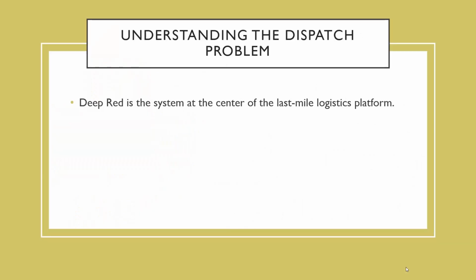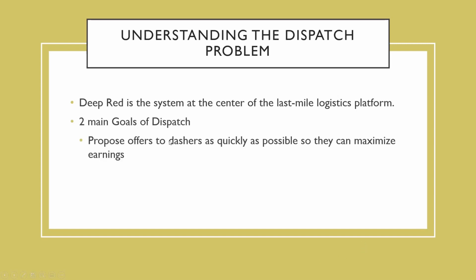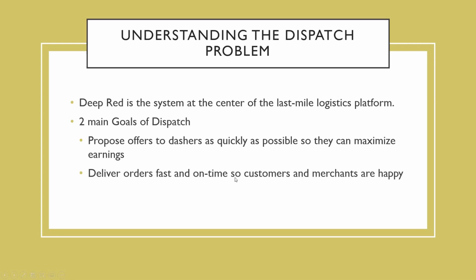So, understanding the dispatch problem. Deep Red is the system they created that's at the center of the last mile logistics platform. So the dispatch module, I guess you want to call it. There are two main goals of dispatch. Propose offers to dashers as quickly as possible so they can maximize their earnings, and deliver orders fast and on time so customers and merchants are happy. So this is their ultimate goal. Do they meet it? I don't know.